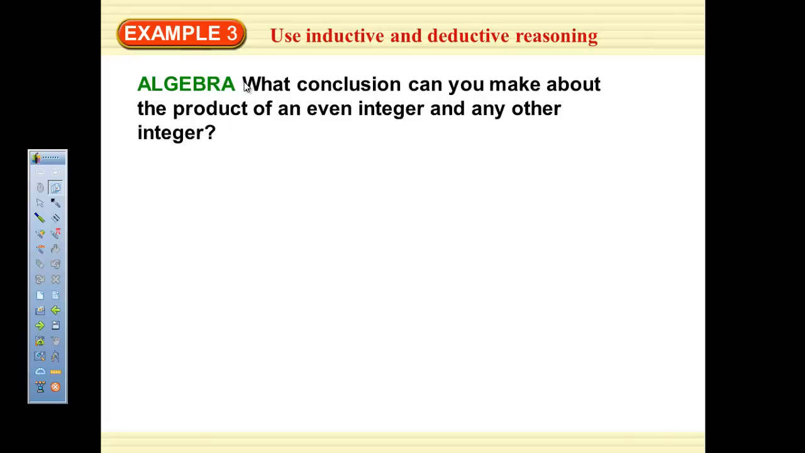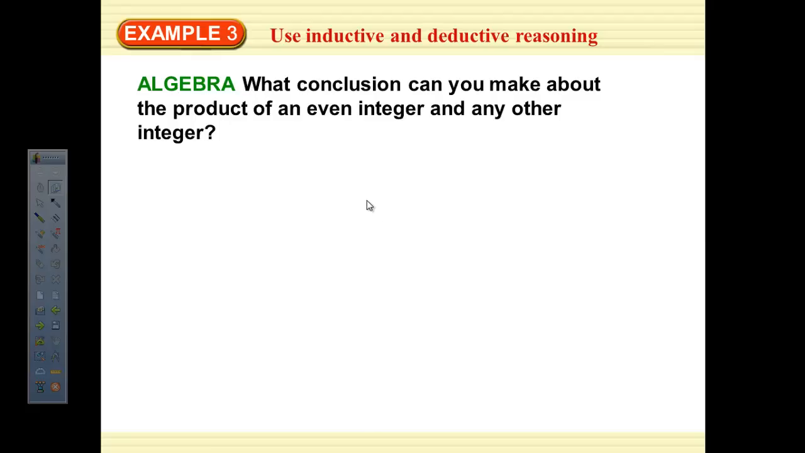Now we're going to look at inductive versus deductive reasoning. For this example, we're going to look at how to solve something using inductive reasoning, then using deductive reasoning. Now, it says, what conclusion can you make about the product of an even integer and any other integer? Well, the best thing for you to do with inductive reasoning is to just try it and see what happens.